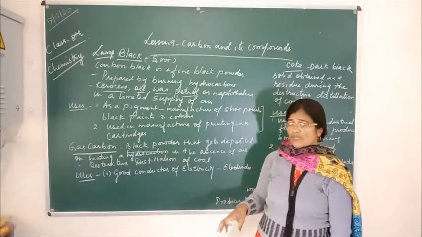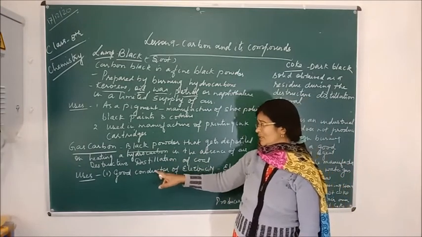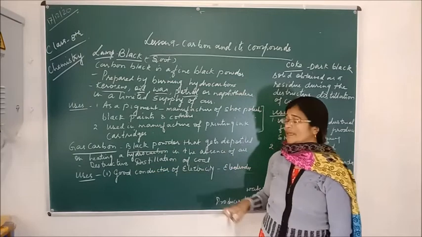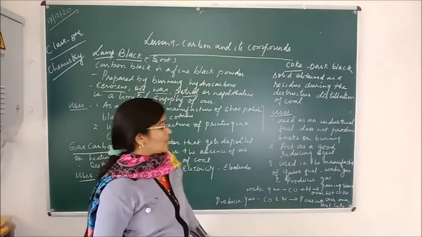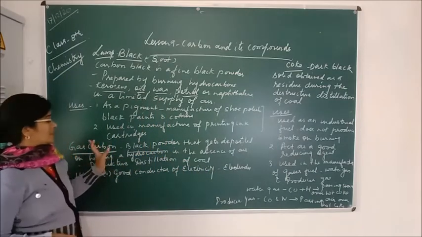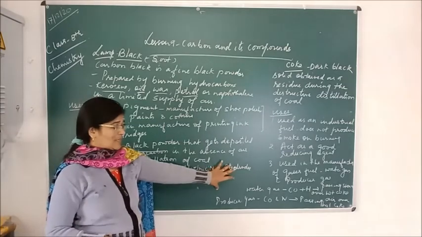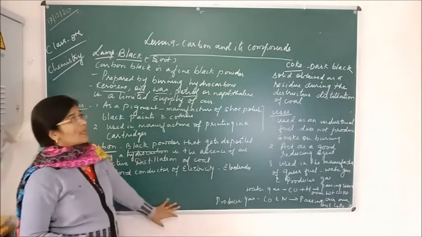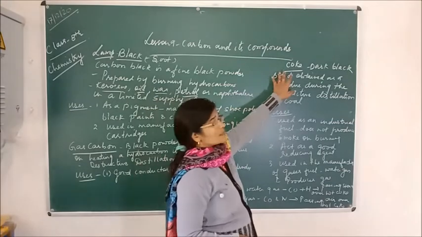The main property of gas carbon is that it is a good conductor of electricity. That's why it is used in the manufacture of electrodes. We all know that electrodes conduct electricity. Now the third main amorphous form of carbon we have to discuss is coke.